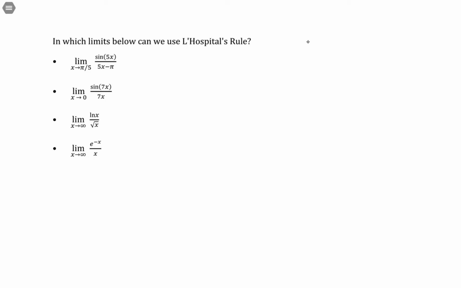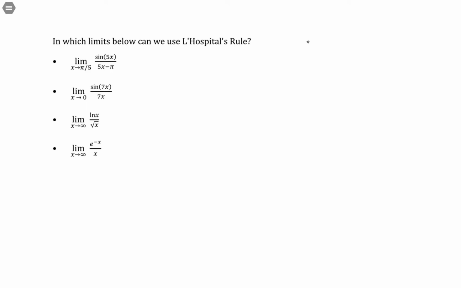In which limits below can we use L'Hopital's rule? L'Hopital's rule applies whenever you have a type of limit that results in an indeterminate form. Usually these indeterminate forms look like 0 over 0 or infinity over infinity. Not always, but generally.